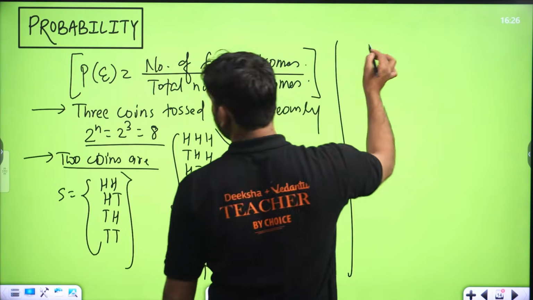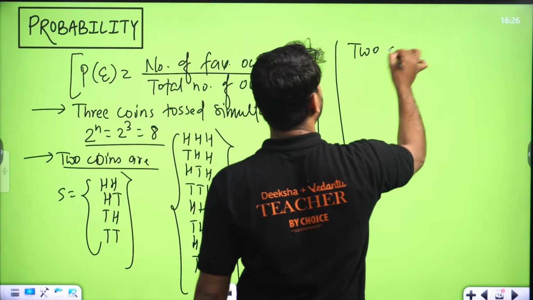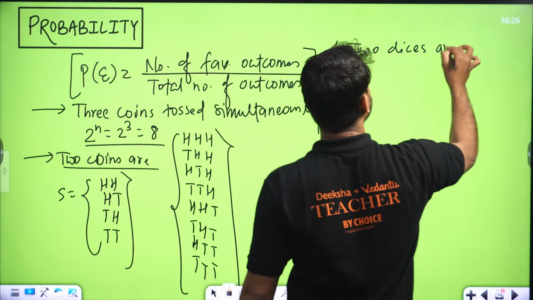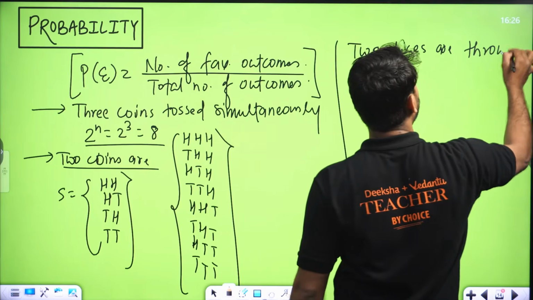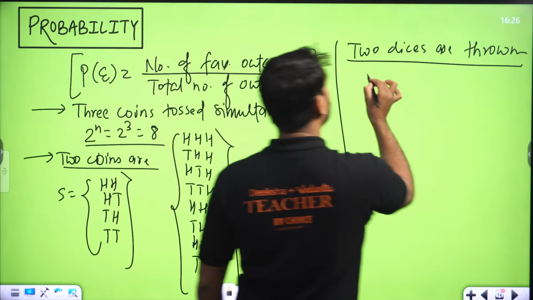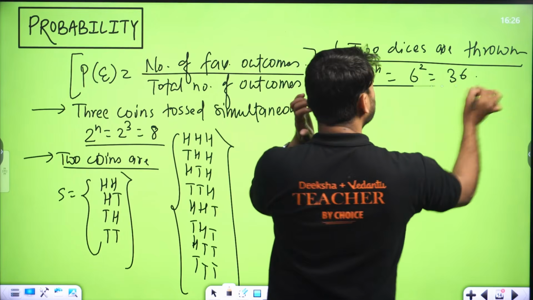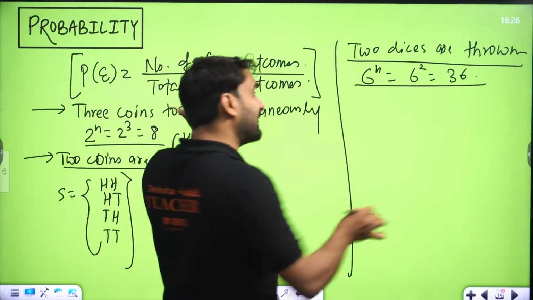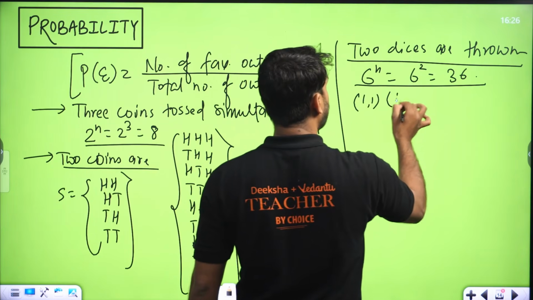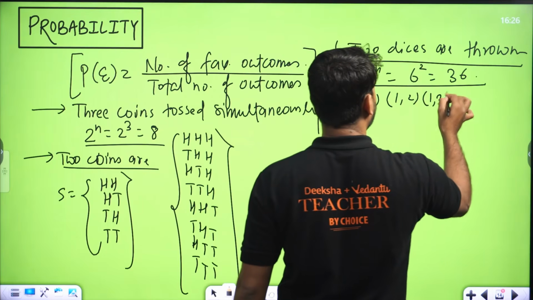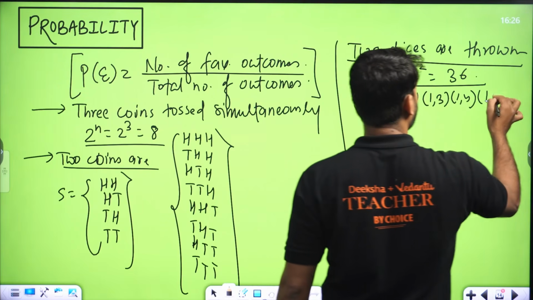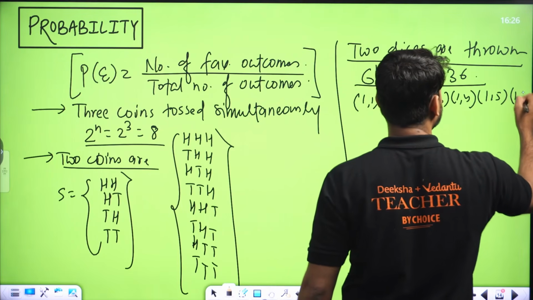And third is 2 dice thrown simultaneously, very important. So when 2 dice are thrown simultaneously, how many possible outcomes come? 36 possible outcomes come, right? Like 1,1; 1,2; 1,3; 1,4; 1,5; and 1,6.